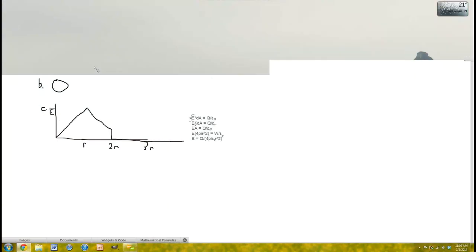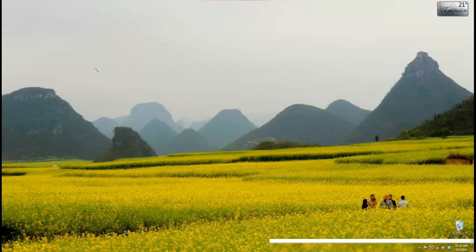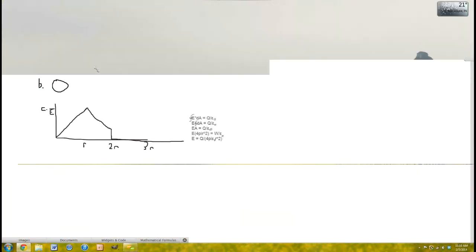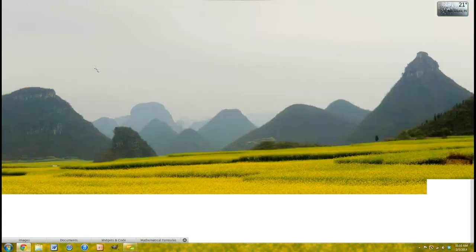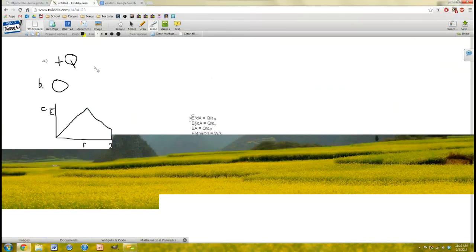Now, let me ask you a question, first of all. Overall, it's neutral, right? Can charges move? Yeah, okay, can charges move on an insulator? Are they free to move? No, they're not. So, how would there be a positive Q on that insulator on the inner surface?